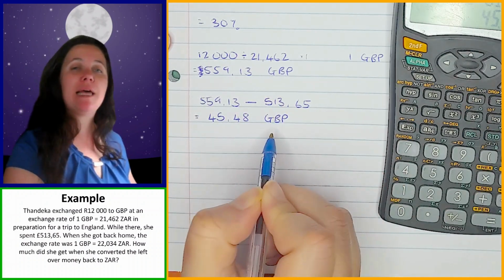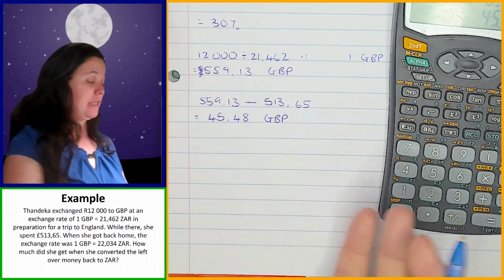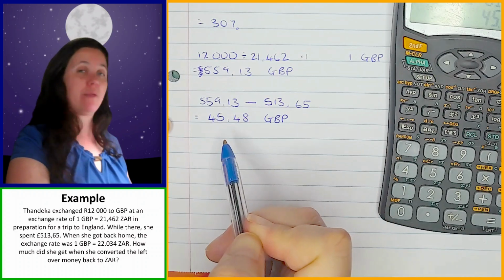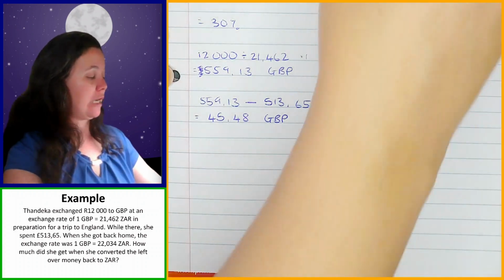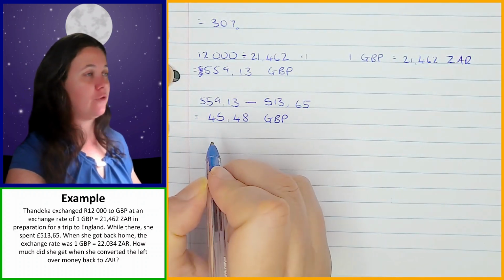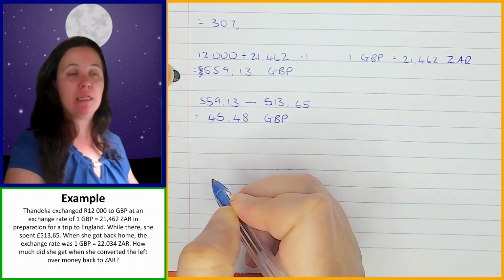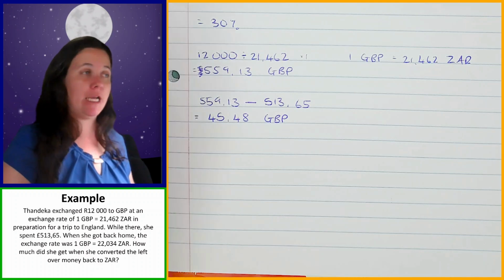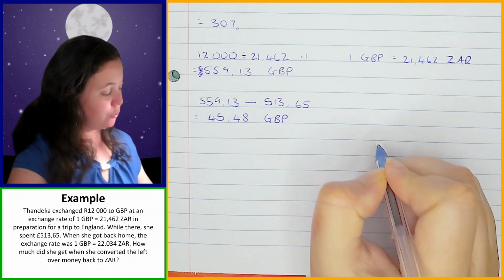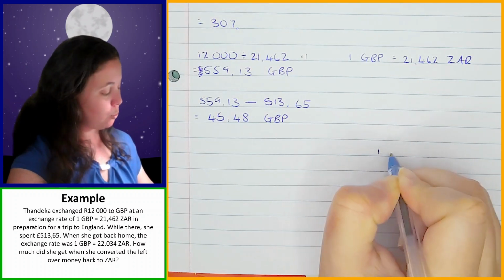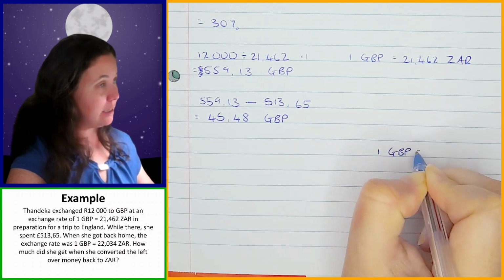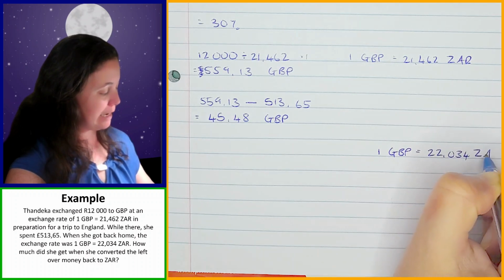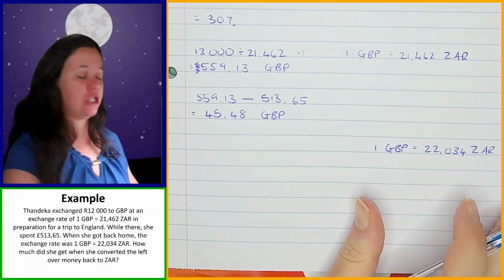And then after she had spent that, she goes back to South Africa again and she exchanges what she's left with back to South African rands. So to work out how much she ends up with when she converts it back, we have to use the new exchange rate that they've given us because the exchange rate fluctuates. So when she got back, the exchange rate had changed. So now we're going to be using the new exchange rate, which is 1 GBP equals 22.034 ZAR. Okay, so that's the new exchange rate that we're going to be using.